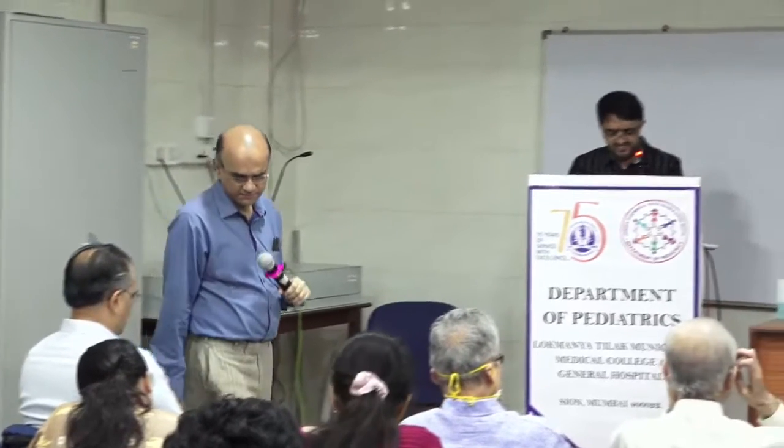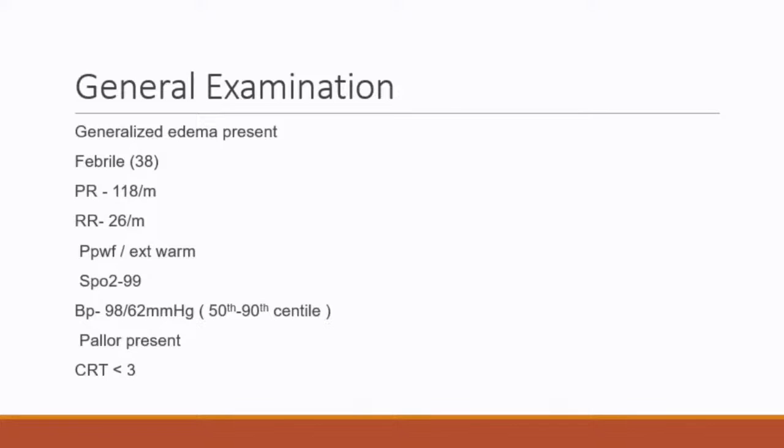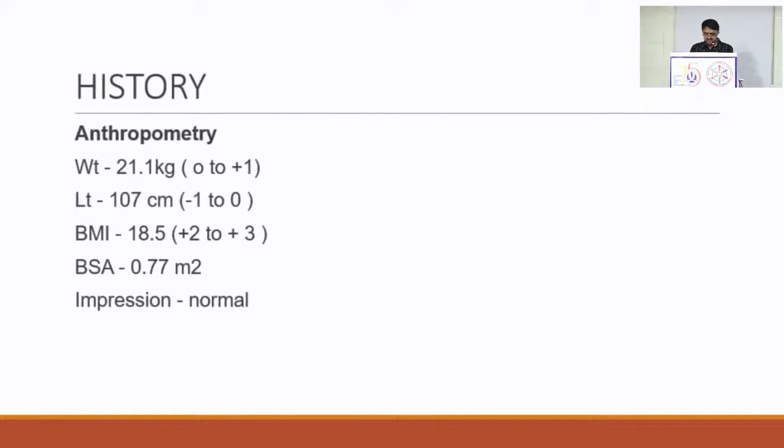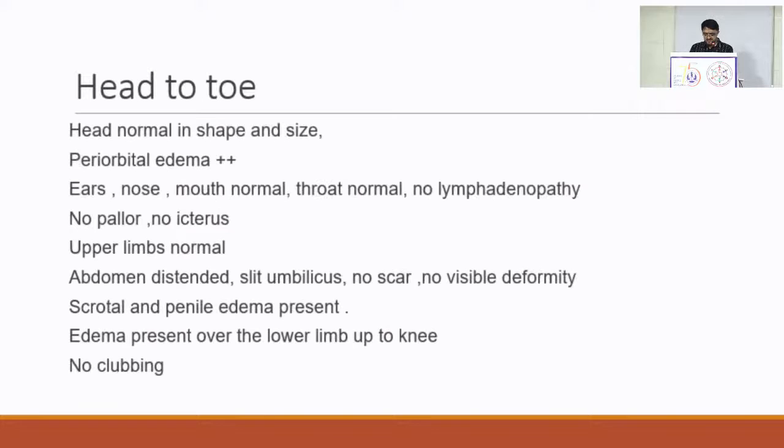Okay, so let's move on to examination. Starting with general examination, generalized edema was present, child was febrile, temperature 38 degrees Celsius, pulse rate was 118, respiratory rate was 26, peripheral pulses were felt, extremities warm, maintaining saturation 99 in room air, BP was between 50th to 90th centile, PLR was present and CRT was less than 3 seconds. Child was normal by anthropometry.